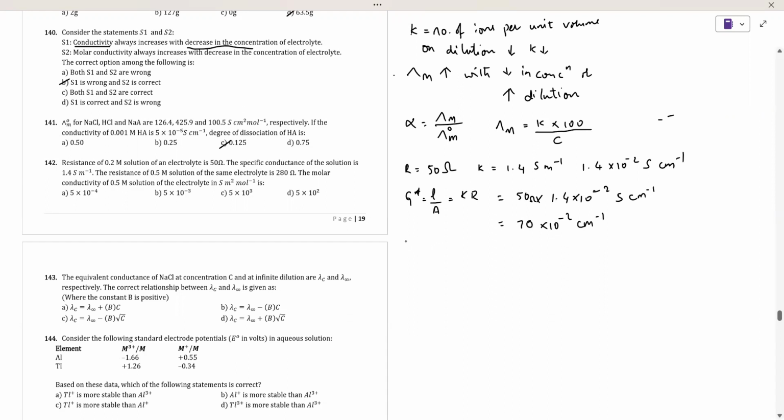Now at the second step, using the cell constant value, we will determine the K value, because they have given the resistance of 0.5 molar solution of the same electrolyte as 280 ohms. So how do we determine the K value? Using the cell constant, because G star is equal to KR. If you want to determine K, the formula is G star, the cell constant, divided by R. We know the cell constant is 70 into 10 power minus 2 centimeter inverse divided by 280 ohms. On simplification, you get 0.25 into 10 power minus 2. Ohm inverse becomes Siemens, and this becomes centimeter inverse.